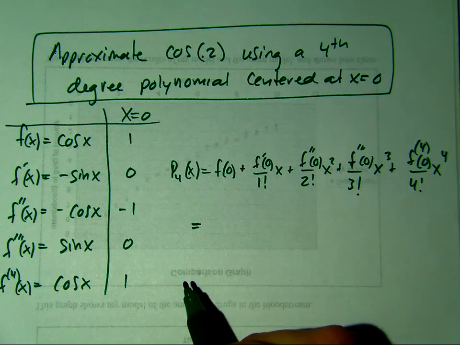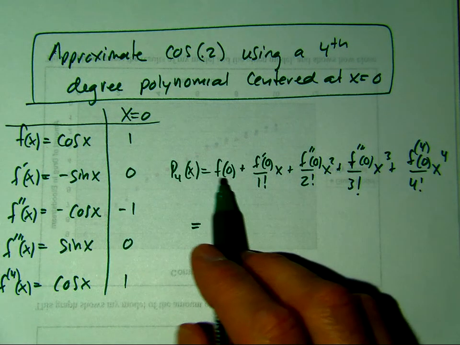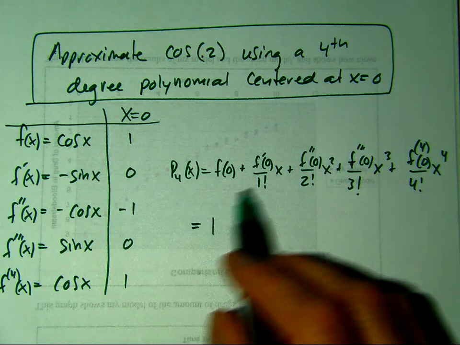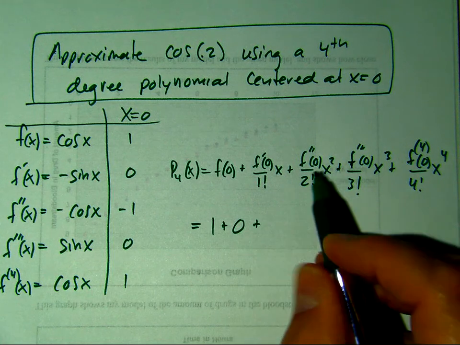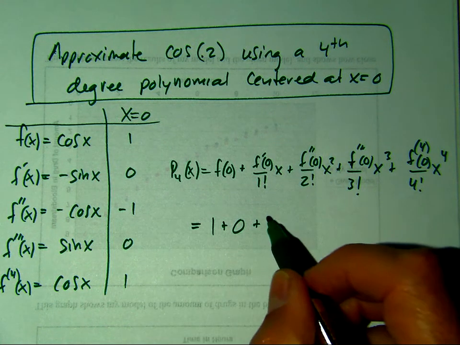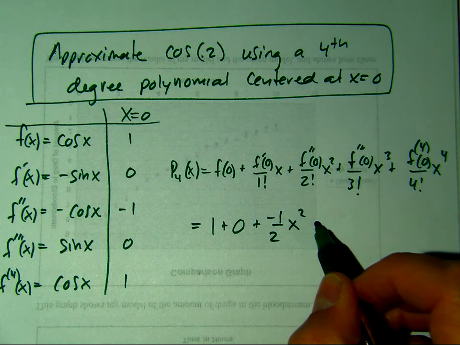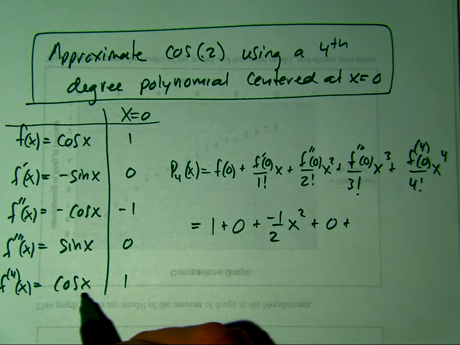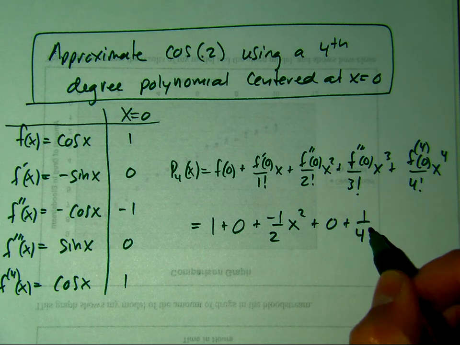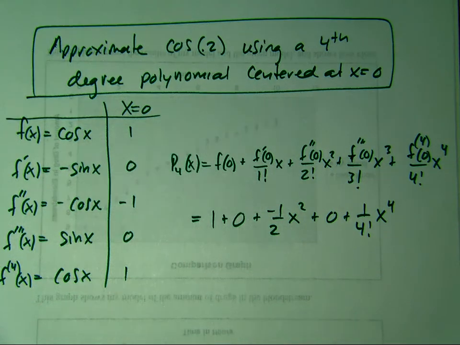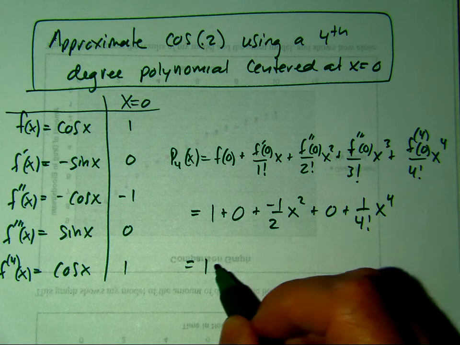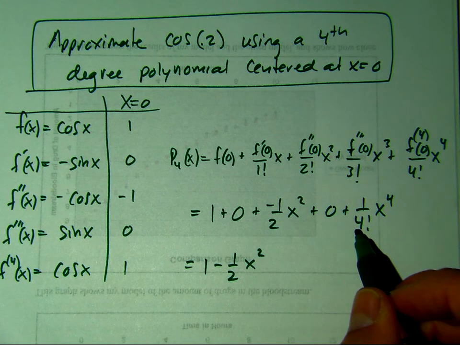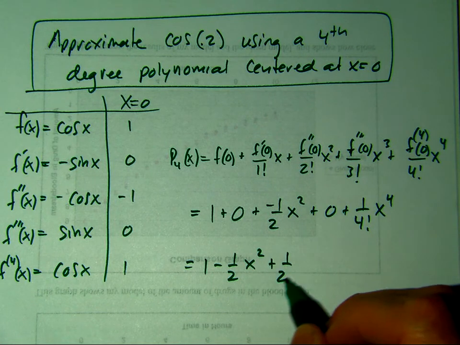And with these values, f of 0 is 1, so we get to keep that. F prime is 0, so that's gone. F double prime is negative 1, so negative 1 over 2 x squared. F triple prime is 0. And the fourth derivative is 1. So we have 1 minus a half x squared plus 1 over 24 x to the fourth.